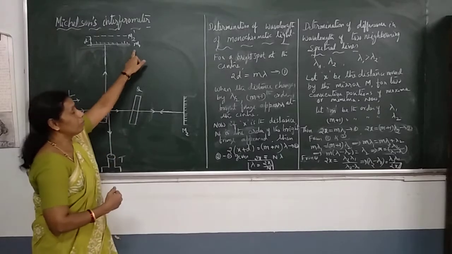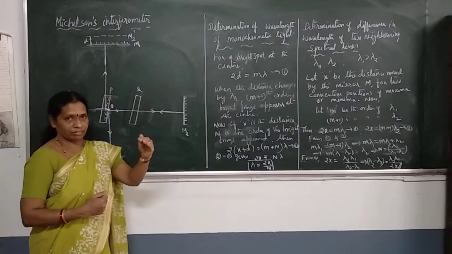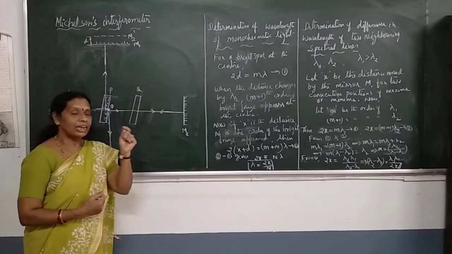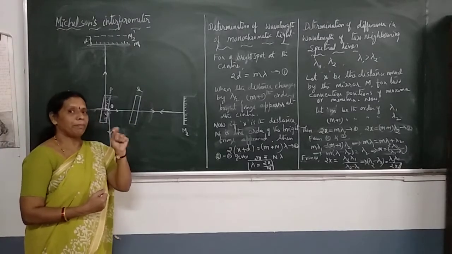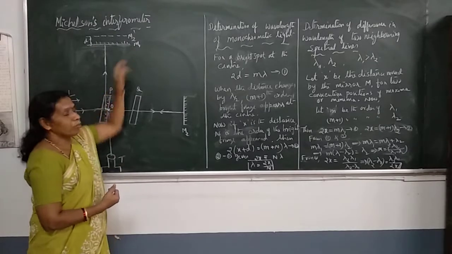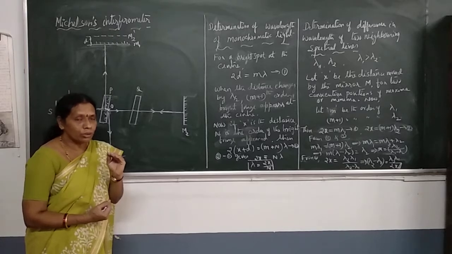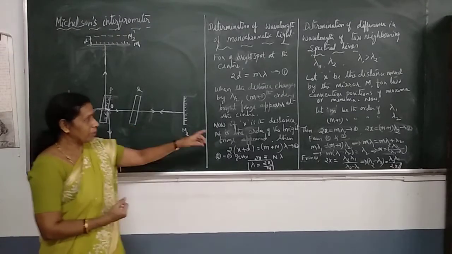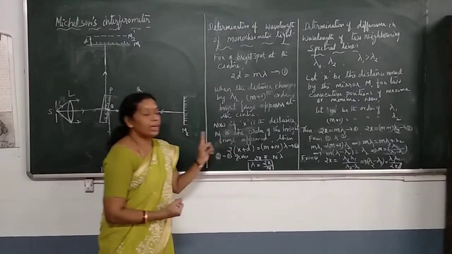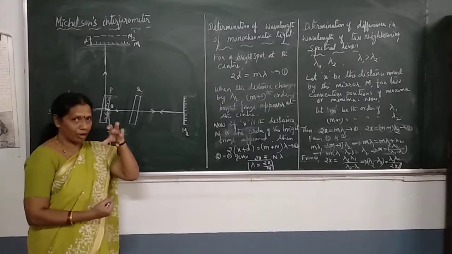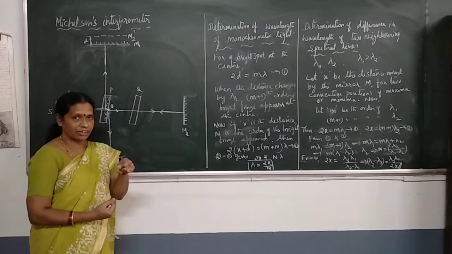Let the mirror M1 be moved through a distance x, so that N number of bright spots appear at the center. I repeat, let mirror M1 be moved through a distance x, for which N is the number of bright spots that appear at the center. We can count the number of bright spots that appear at the center.